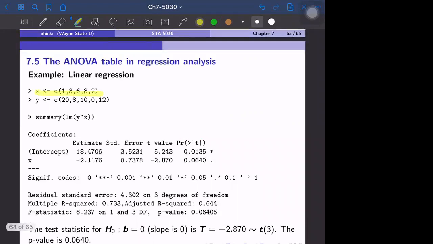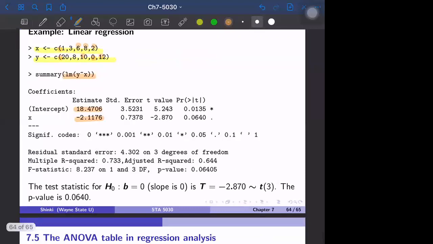So here is an example. x is this vector and y is this vector. You can see that a larger x probably means a smaller y, and a smaller x means a larger y. So we have a negative relationship. We fit y on x, and we get y equal to 18.4 minus 2.1 times x. We can see the significance of x by this p-value, but we can also do ANOVA.